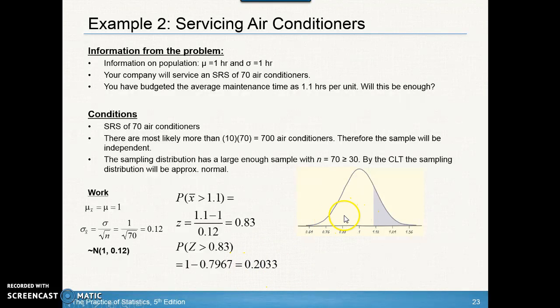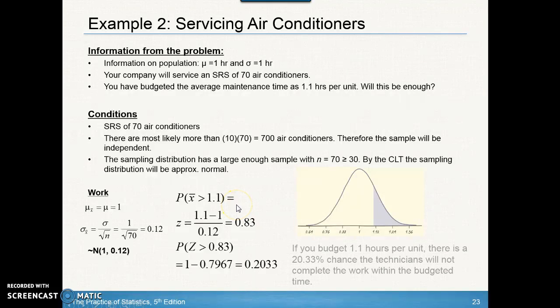Okay, so each one of these, think of these as little x bars, pulling one of the x bars out. If I'm taking one of those x bars, the average of that x bar is greater than 1.1. If you budget 1.1 hours per unit, there's a 20.33% chance that the technicians will not complete the work within the budgeted time. The tricky part was understanding that you've budgeted an average maintenance time of 1.1 hours. Is that going to be enough? You're basically finding the probability that it's more than that, and if it's more than that, then you haven't budgeted enough time.